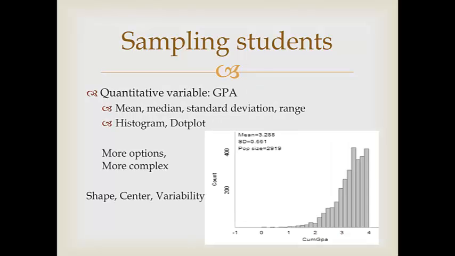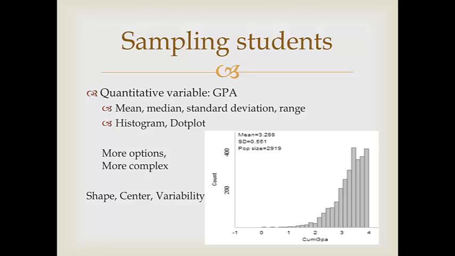With a quantitative variable, there's more options. Think about GPA. You could find the student's average GPA. In this case, 3.288 is the average GPA of all students at the college. You could find the median or the standard deviation, the range of the data. GPAs range from 0 to 4 amongst all students, with most students having GPAs between 2 and 4. You could use a histogram like what's shown here, or a dot plot.